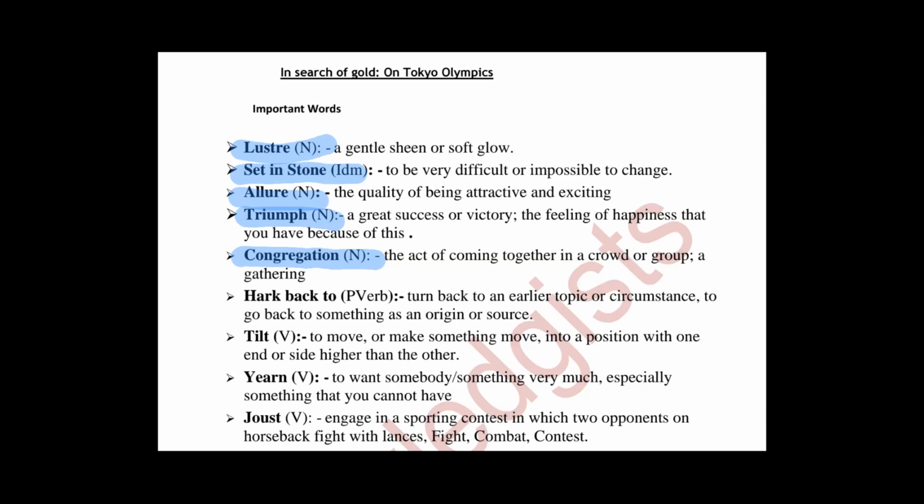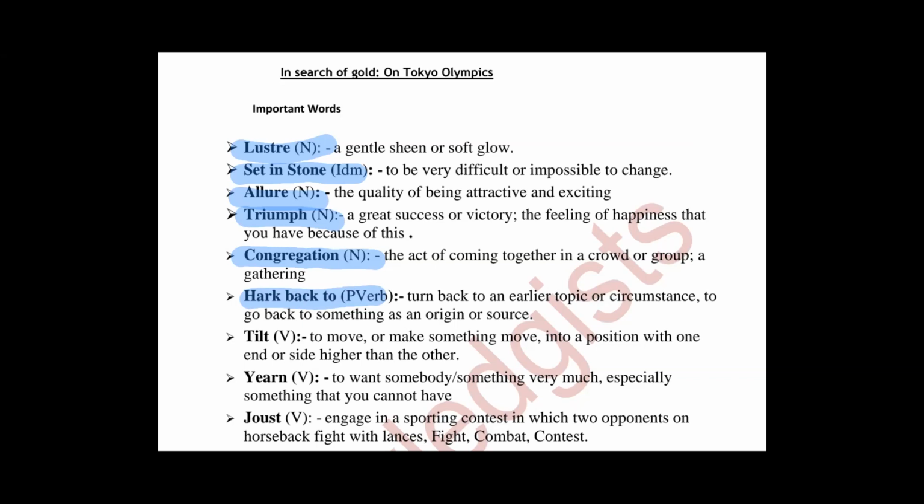Then the next word is hark back to, which is a verb. It means to turn back to an earlier topic or circumstance. To go back to something as an origin or source. To go back to the origin, to the initial topic or circumstance that started.